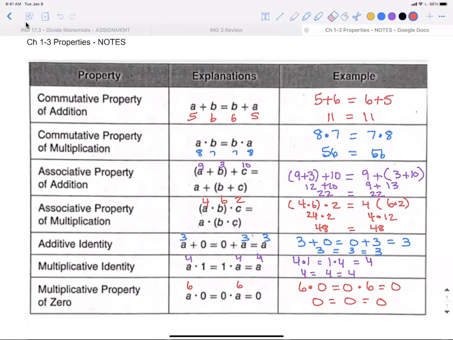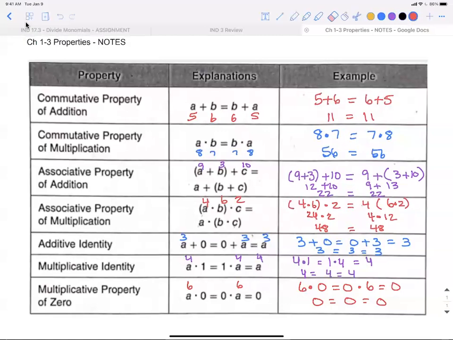Multiplicative identity, we have to multiply it by 1 to keep it the same. And then the multiplicative property of 0. We all know that anything times 0 is always 0. Good? That's pretty straightforward on that, isn't it?